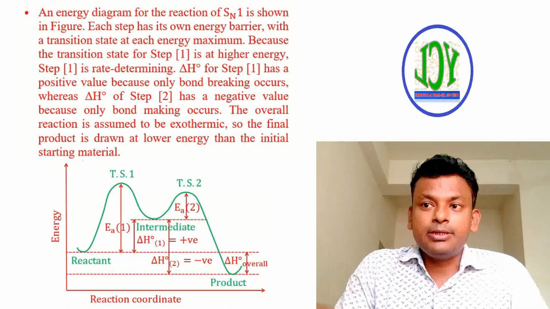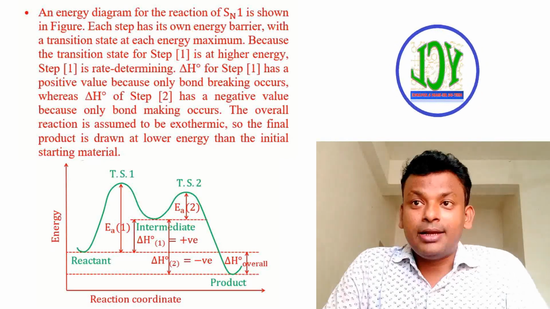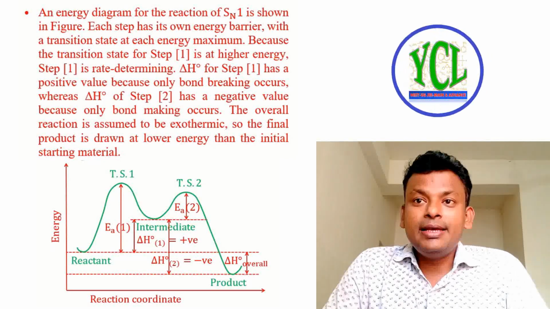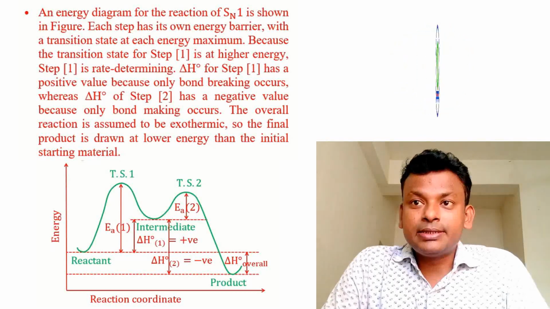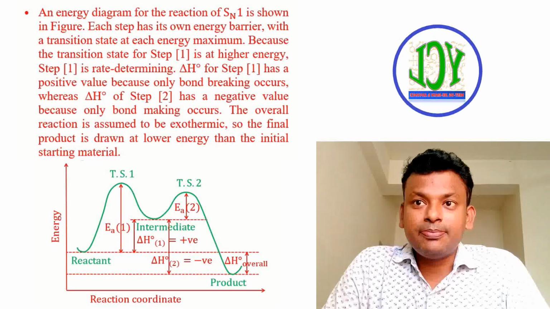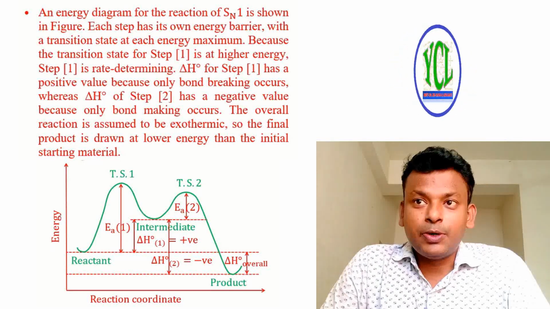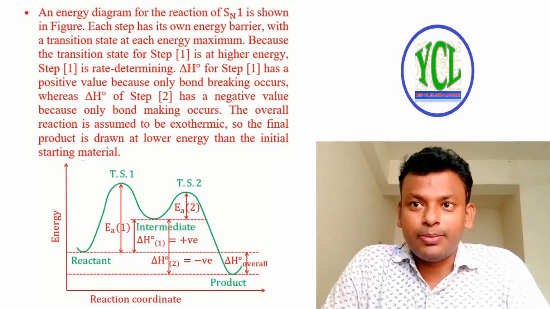The diagram shows transition state 1 and transition state 2. EA is the activation energy, and there is an intermediate step. Delta H of the first step is positive and delta H of the second step is negative, and overall it is an exothermic reaction.